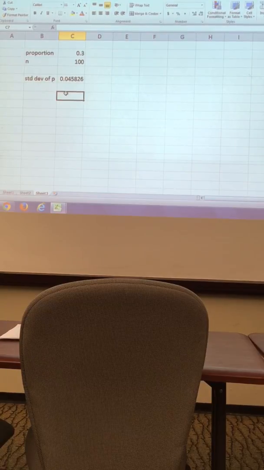If we have mu or X without the line over it, that's a population mean. And if you have an X with the line over it, that's a sample mean.